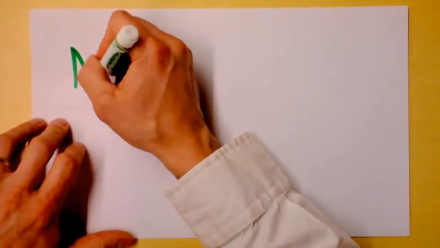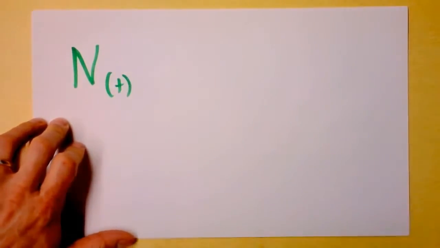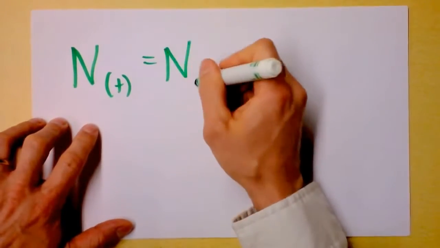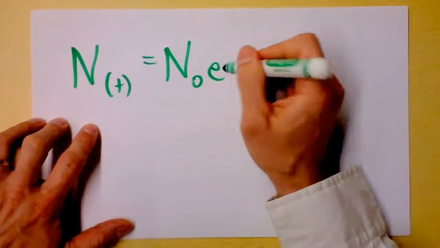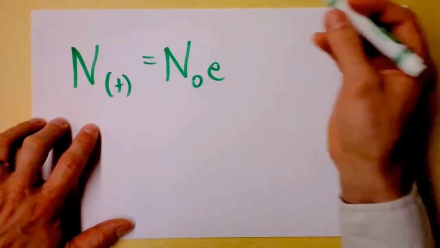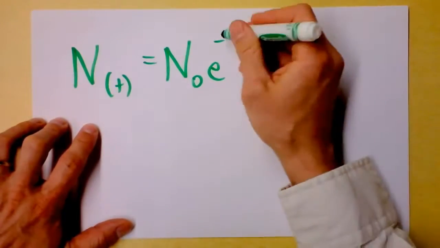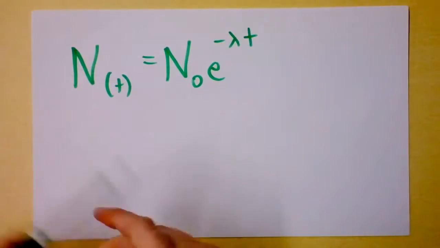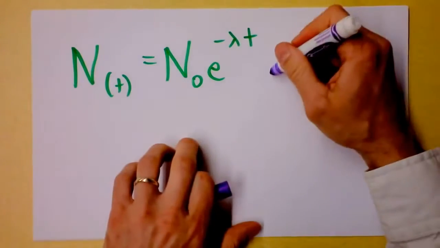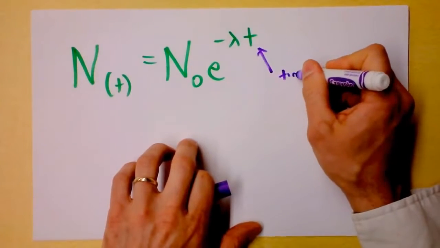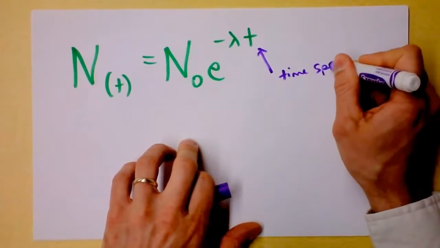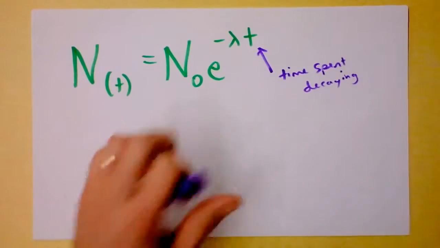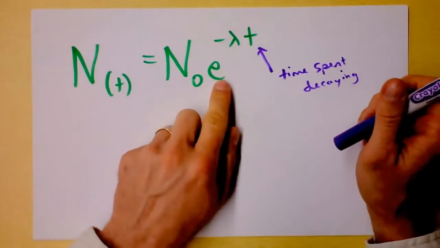It says N as a function of time, I'm not multiplying it by t, but saying it's a function of time, is N naught, the number you started with, times the exponential, that's just e, the one you know and love, 2 point something something, and then there's this stuff up in that exponential. Let's label some of these. This is just the time spent decaying. I guess we're going to use seconds.